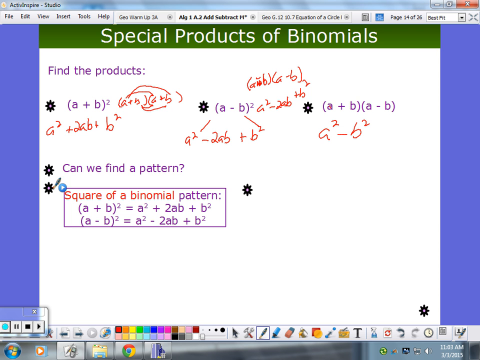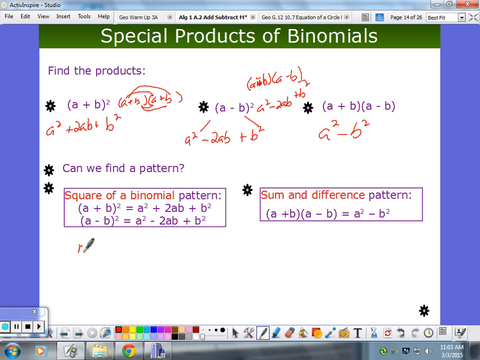Alrighty. So we found the pattern. I'm pretty sure we did. The square of a binomial pattern is square the first, square the second, multiply these two numbers times 2. This is nice to have. You can remember that, great. If not, just FOIL it out. So I'm just going to put that right there.